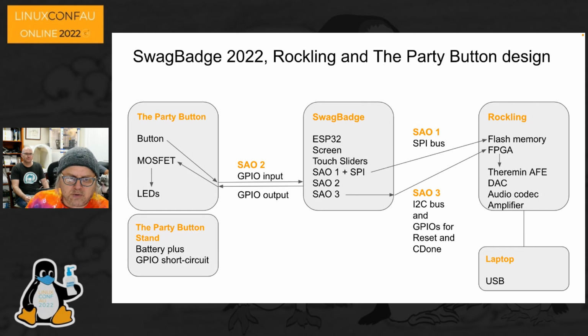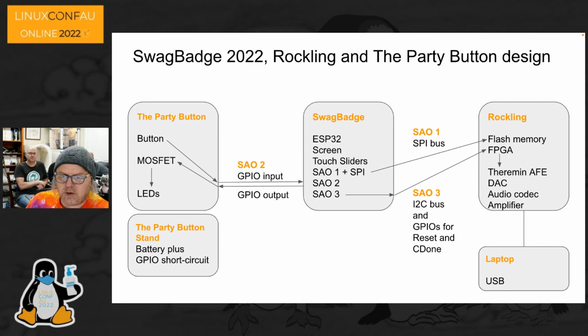But if you take that little standalone adapter off, you can connect the party button up as a SAO, which then means the GPIO input from the button or the output to the MOSFET can then be controlled by the ESP32 on one of the SAO connectors. And similarly, you can connect the Rockling up to one of the SAOs. So we've got SAO 1 has got not just I2C but also the SPI bus.